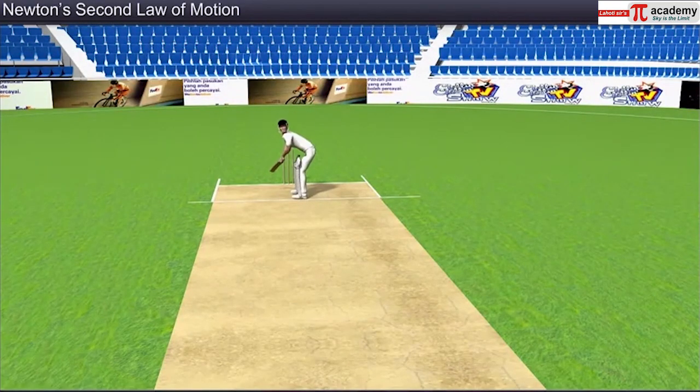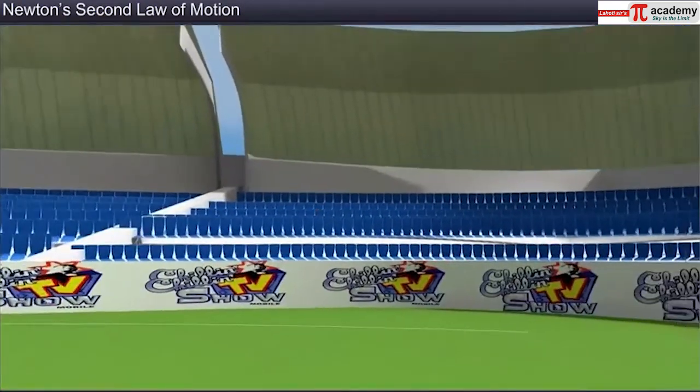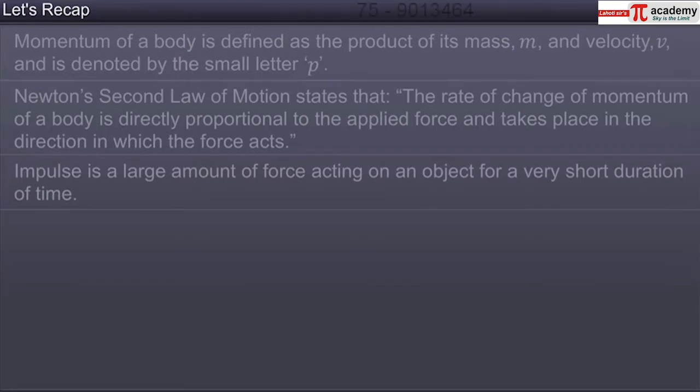A bowler in a cricket match bowls a full toss ball and the batsman hits a six. In this example, the batsman has applied an impulsive force on the ball, due to which there is a tremendous change in the momentum of the ball. You have now reached the end of this module.